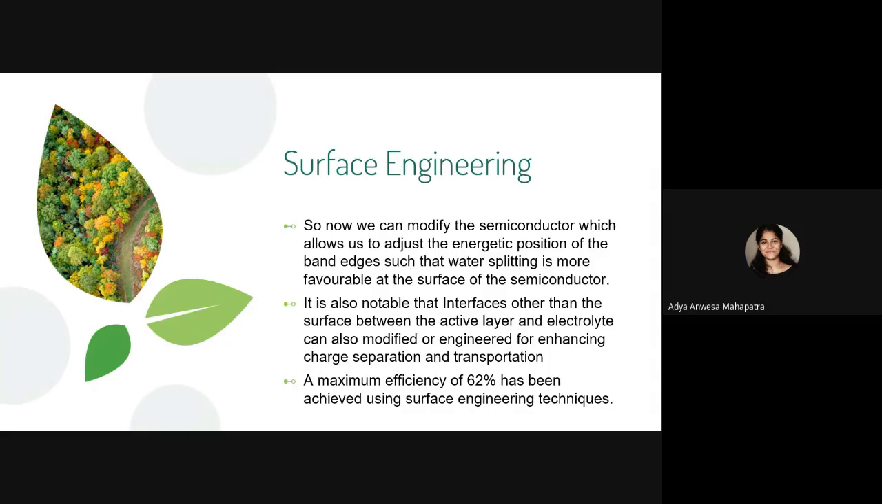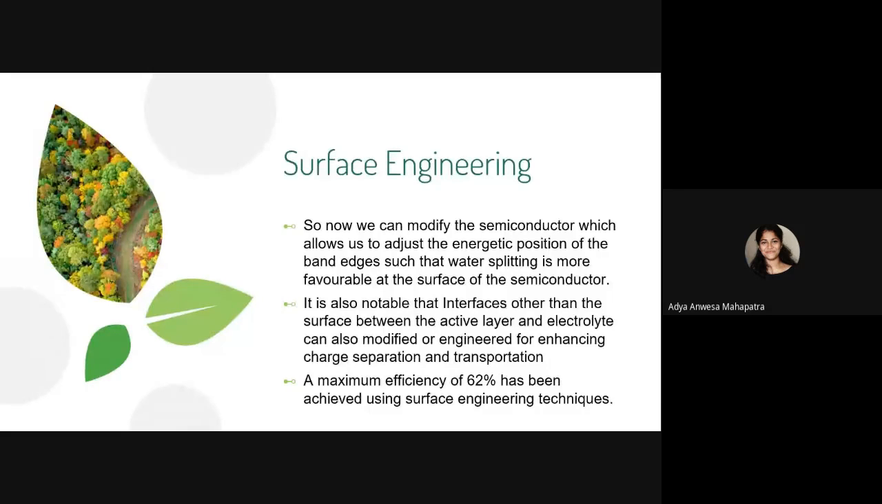For instance, it was found that hydrogen doping eliminates the recombination centers at the surface and inhibits the recombination of electrons and holes. That can be used. Also, titanium dioxide coating on p-type gallium indium phosphide was also found to be effective at suppressing this reverse process of unproductive recombination by an enhanced charge separation of the excited electrons and holes. It is also notable that interfaces other than the surface between active layer and electrolyte can also be modified for enhancing charge separation and transportation.